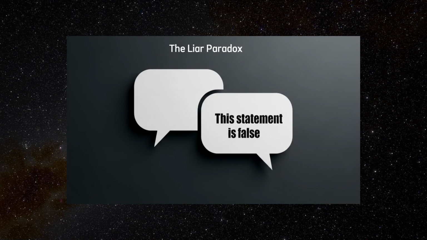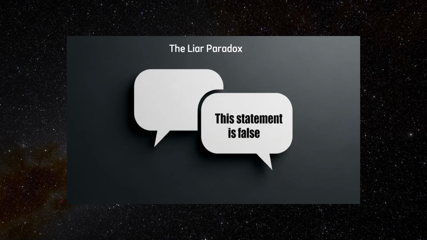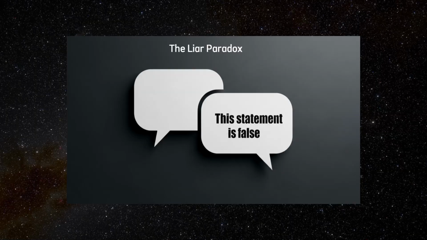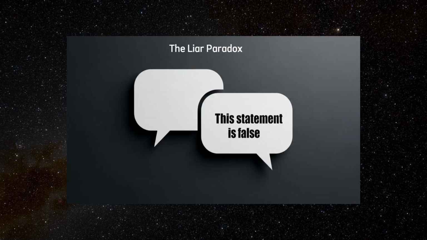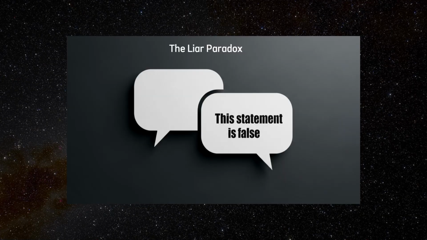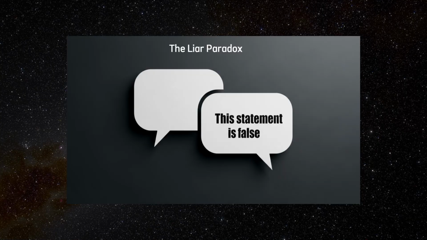Others have proposed non-classical logics, such as paraconsistent logic, which allows for contradictions without rendering the entire logical system trivial. Another approach is dialetheism, the view that some contradictions can actually be true, that a statement can be both true and false at the same time. Though controversial, this position offers a radical way to accept and contain the paradox rather than eliminate it.